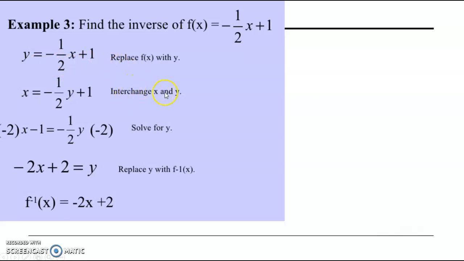Then we interchange the x and y. We switch them. x equals negative 1 over 2 y plus 1. Then we solve for y. Negative 2 times (x minus 1) equals negative 1 over 2 y multiplied by negative 2. Then we replace y with f minus 1 of x. So negative 2x plus 2 equals y. Then we got the final answer, f minus 1 of x equals negative 2x plus 2.